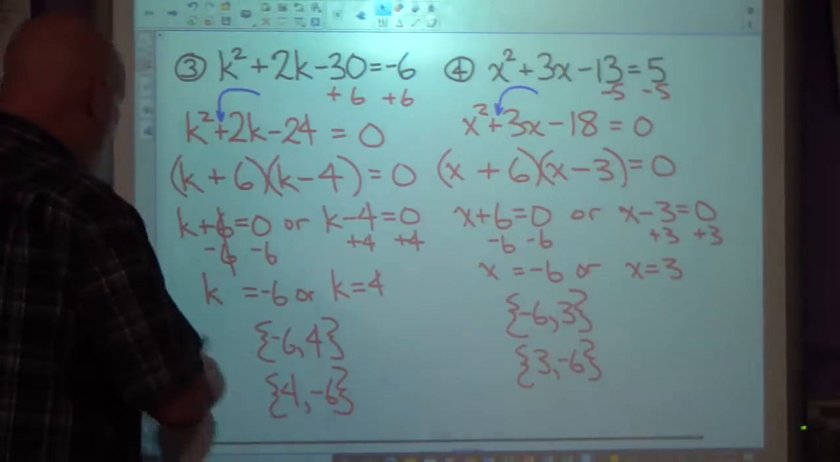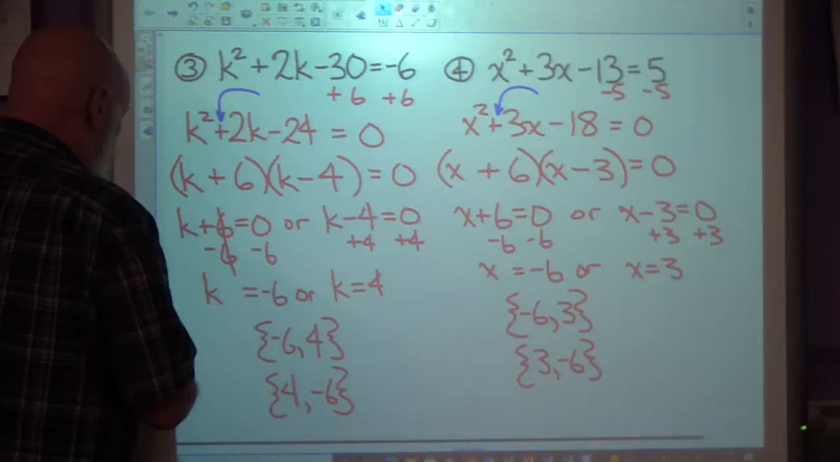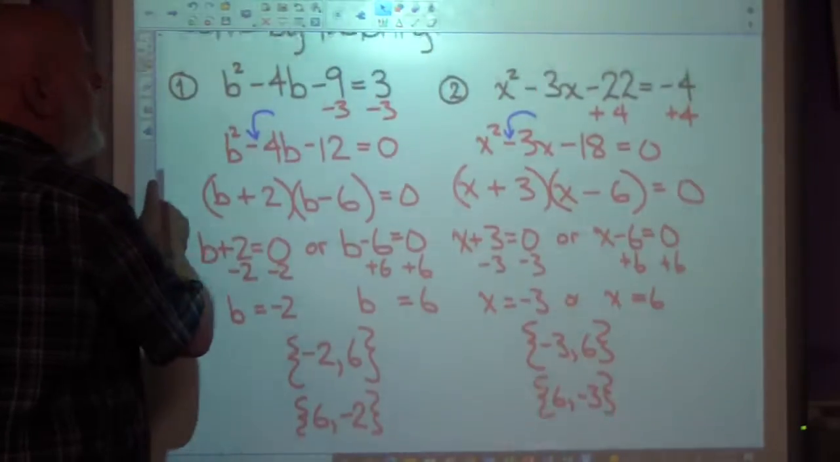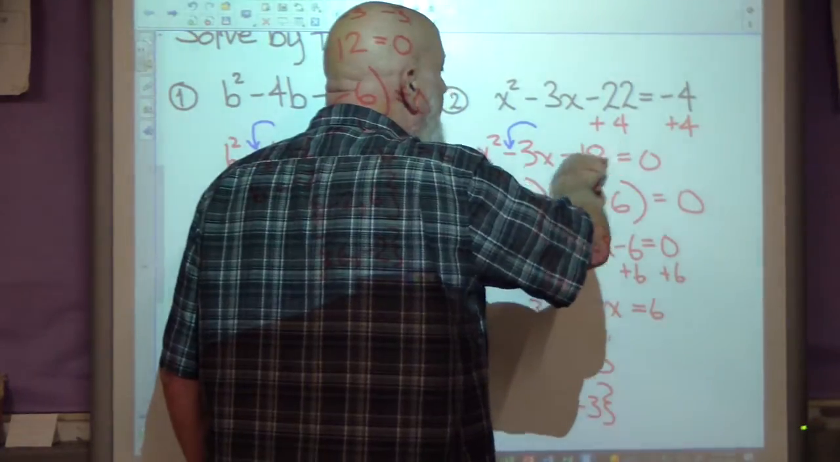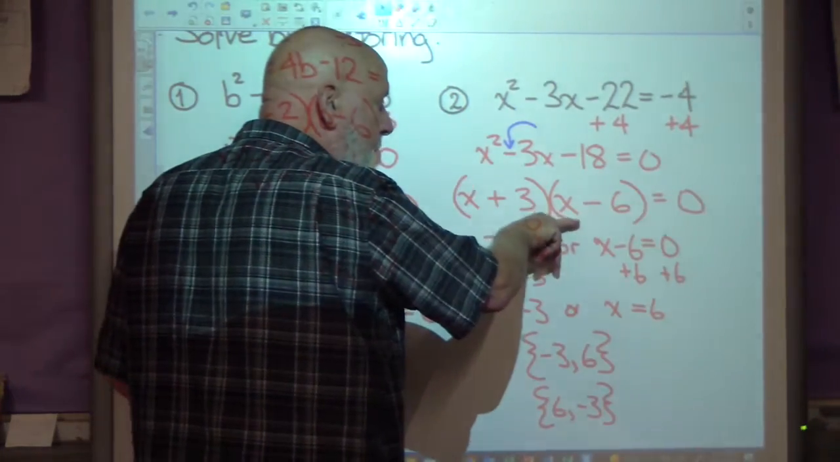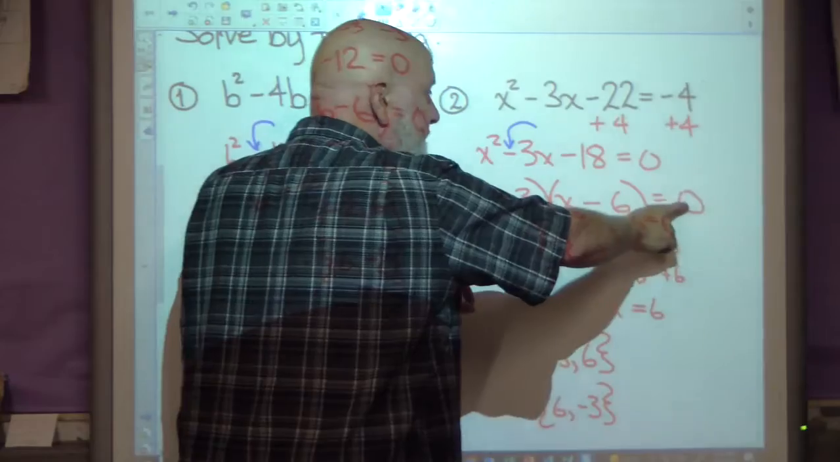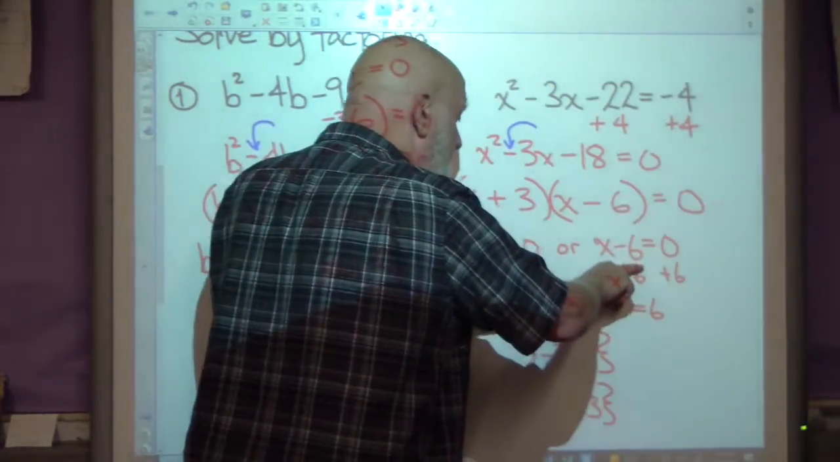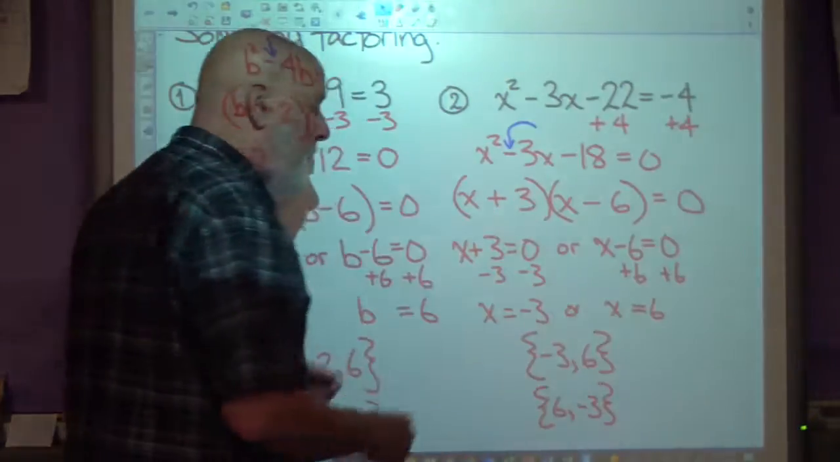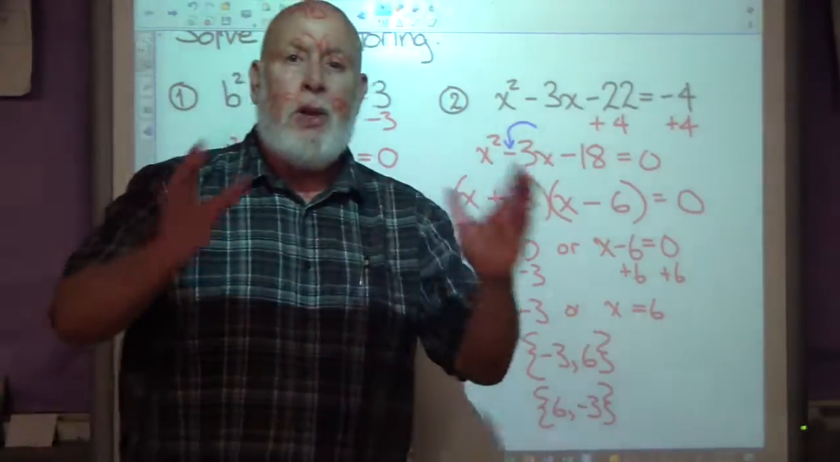That's solving quadratic equations by factoring. And the key is to set your quadratic equation equal to 0. Do whatever you have to do to make one side equal to 0. Then we factor, and then we employ the zero product property. If this times this is 0, then either this one has to be 0 or this one has to be 0, and we solve those little equations, and we look at our answers. You can do this.